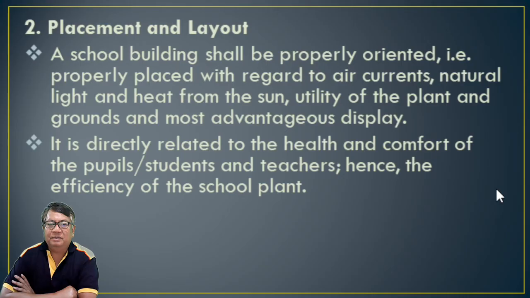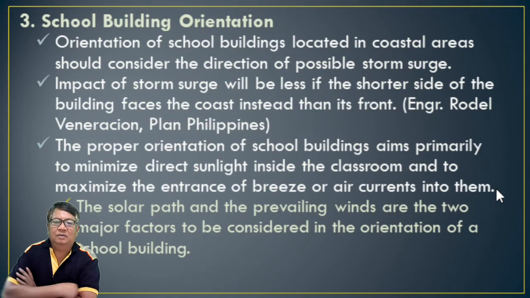A school building shall be properly oriented, properly placed with regard to air currents, natural light and heat from the sun, utility of the plant and grounds, and most advantageous display. It is directly related to the health and comfort of the pupils or students and teachers, hence the efficiency of the school plant. So that is very important. Anyway, in the previous unit, we discussed the placement of our building, the orientation of our building according to east-west orientation and other placement of our building.